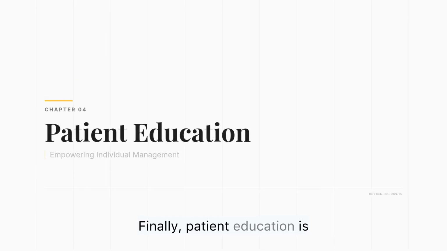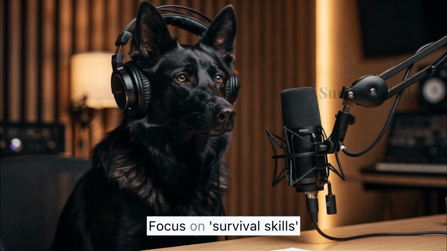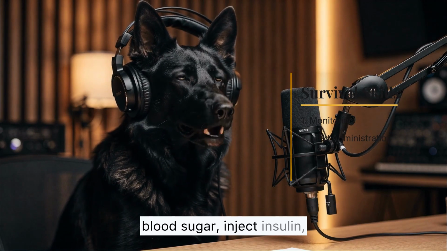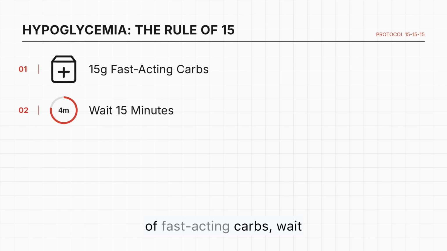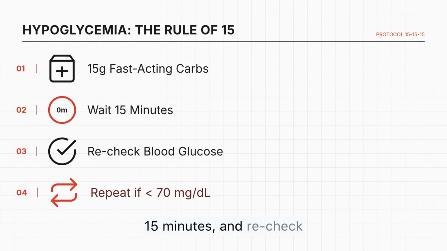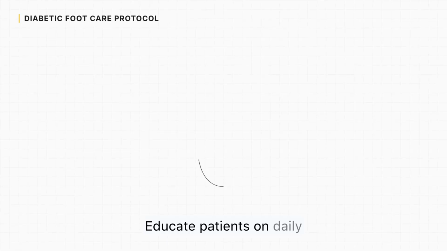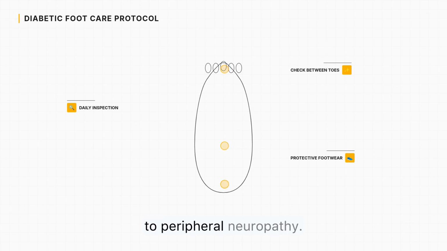Finally, patient education is where we empower the individual to manage their condition. Focus on survival skills first. How to test blood sugar, inject insulin, and recognize low blood sugar. Teach the rule of 15. Consume 15 grams of fast-acting carbs, wait 15 minutes, and recheck blood sugar. Repeat if needed. Educate patients on daily foot inspections to prevent ulcers and infections due to peripheral neuropathy.